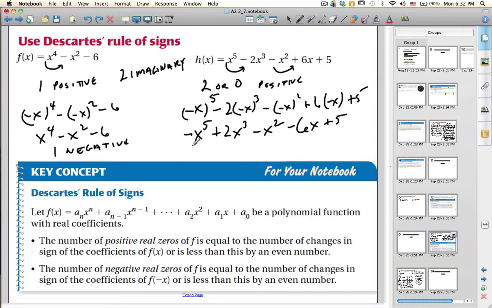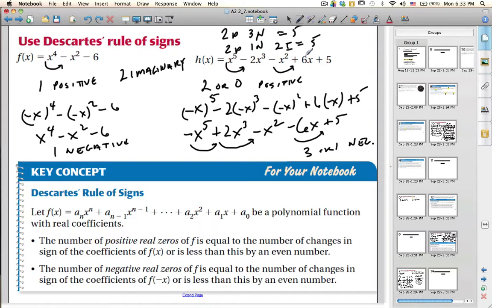And now when we talk about my changes, I have 1 change, 2 changes, 3 changes. So this would be 3 or 1 negative out of my total 5. So you can see that I could have 2 positive and 3 negative, and that would be 5 solutions. I could have 2 positive and 1 negative. That means then I'd have 2 imaginary solutions. That would equal 5. So whatever equals 5. And there are a wide range of different possibilities.